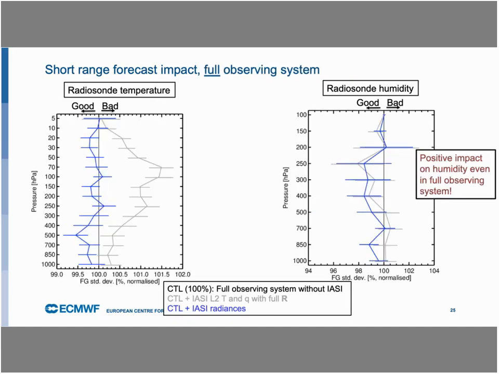And this is the case also in full observing system. So on the right hand side, you can see a similar plot to the previous slide, but in the full observing system. So it's very positive to see that assimilation of the humidity retrievals can give a positive impact even in full observing system.